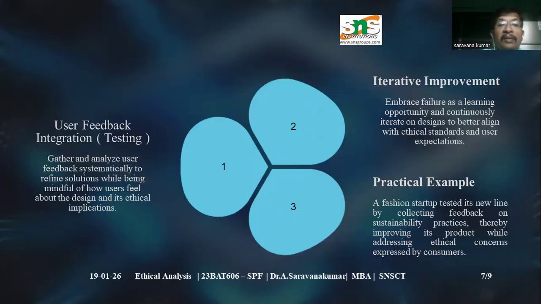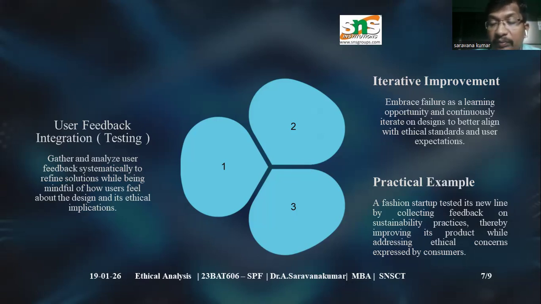Then testing, user feedback integration: gather and analyze user feedback systematically to refine solutions while being mindful of how users feel about the design and its ethical implications. Then iterative improvement. Iterative is nothing but a step-by-step process. Embrace failure as an opportunity and continuously iterate on the design to better align with ethical standards and user expectations. Then a practical example: a fashion startup tested its new line by collecting feedback on sustainability practices, thereby improving its product while addressing ethical concerns expressed by consumers.